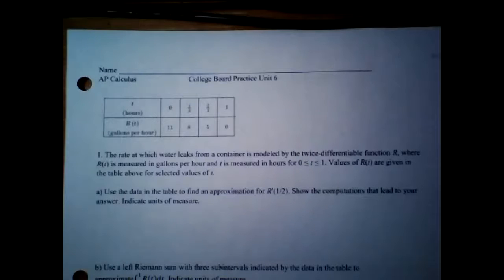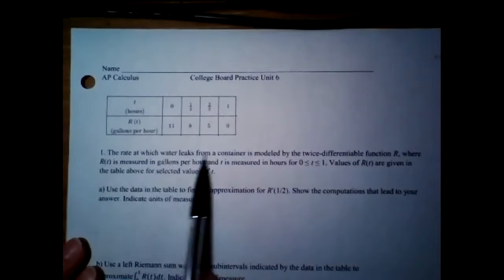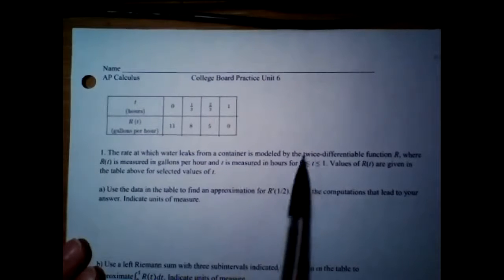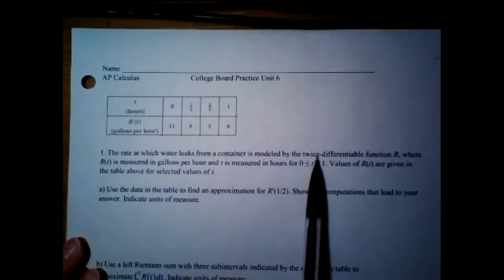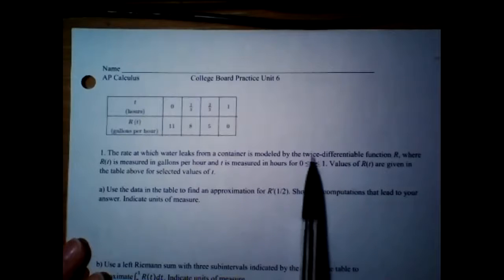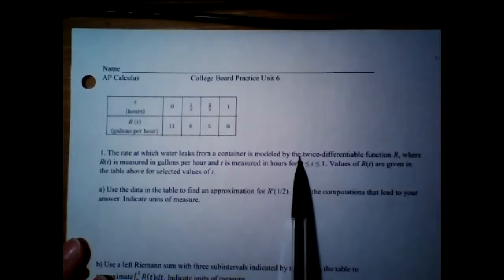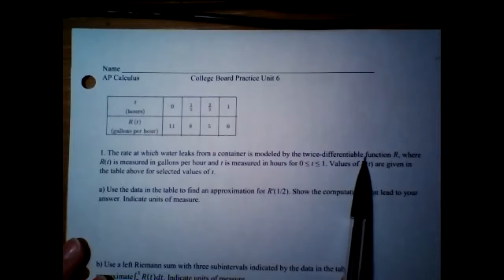So this one is, let me read the little paragraph at the beginning so we can know what we're being given here. The rate at which water leaks from a container is modeled by, now they do this a lot, they'll say the twice differentiable function. What they're doing is just saying everything's good. The function's differentiable, so it's also continuous. Basically when they say this, they're just saying there's no issues or problems.